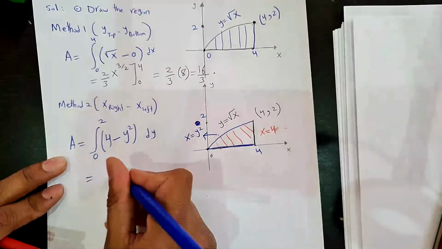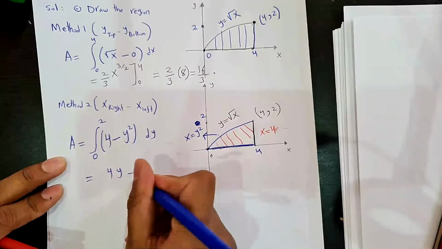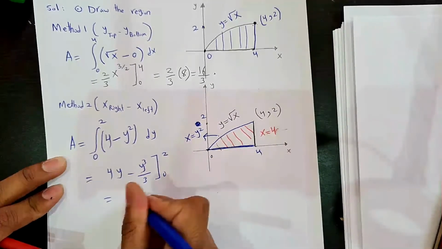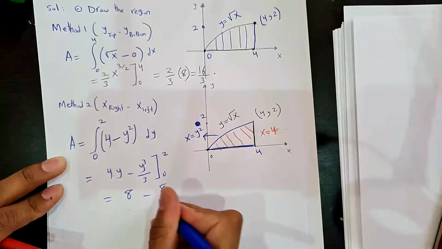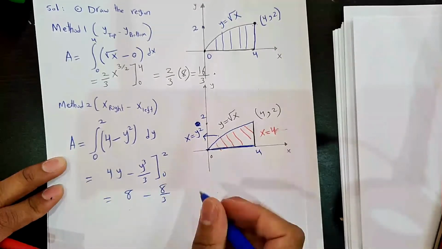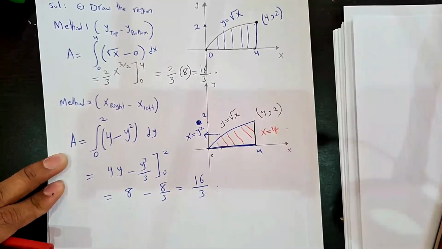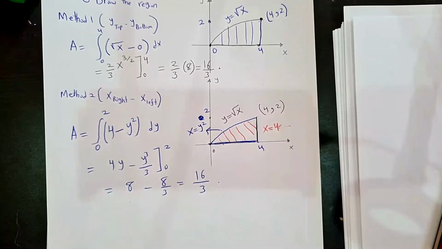And this is a very simple integral. I will do it quickly. This is 4y minus y cubed over 3 evaluated from 0 to 2. If you do this, you will get 8 minus 8 over 3. If you plug 0, you will get 0 for sure. And believe me, you will get 16 over 3. This is the answer for this exercise.